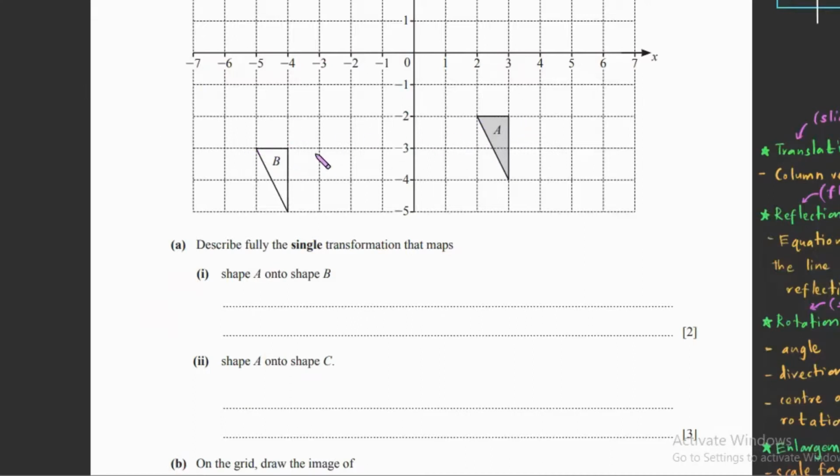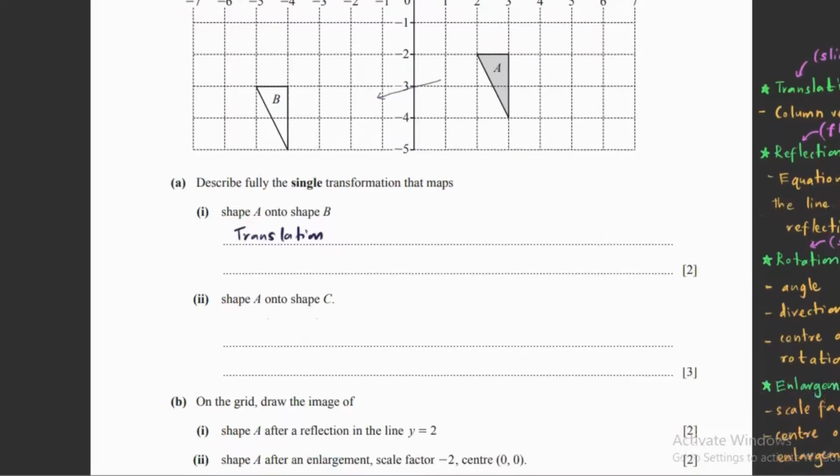So it has been translated. This shape has moved onto this shape B, which means it's been translated. So you need to mention the type of transformation it is. It's going to be translation. And if it's translation, you need to mention its column vector.